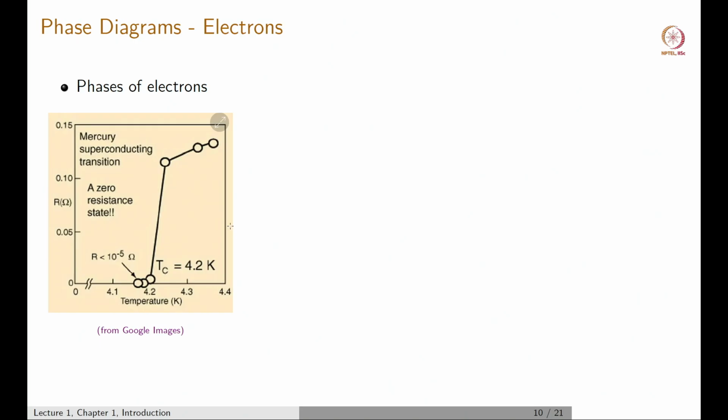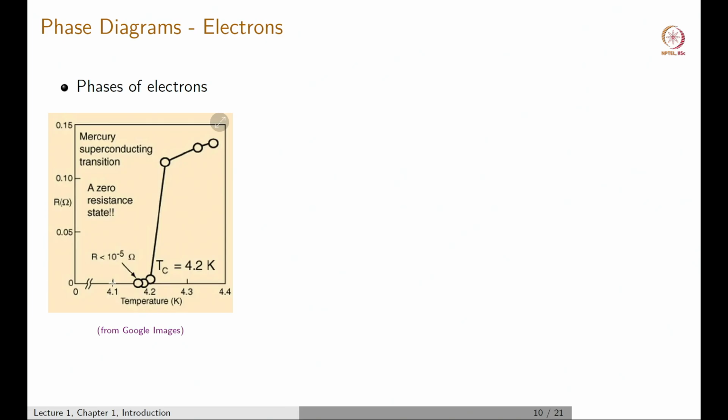All of us know that if I take a metal, the metal has a resistance that increases upon increase of temperature. And if you keep reducing the temperature, and this is a very famous experiment of Kamerlingh-Onnes, at about 4.2 Kelvin in mercury, the resistance suddenly plummets down to 0, and you essentially get a non-resistive system called a superconductor.